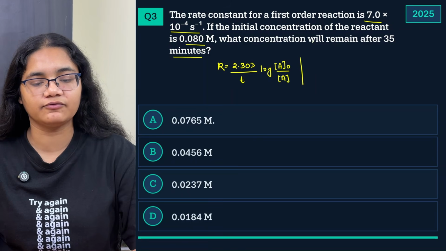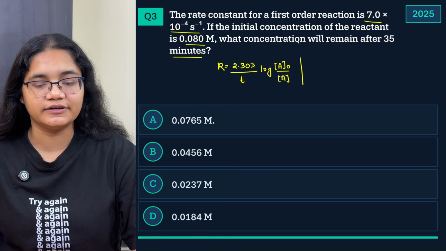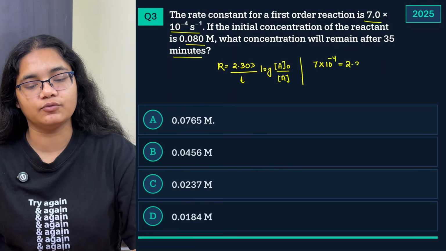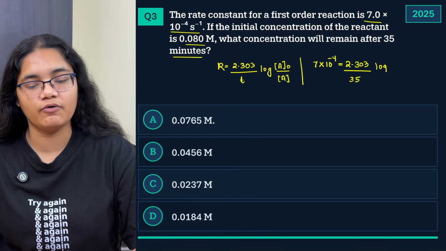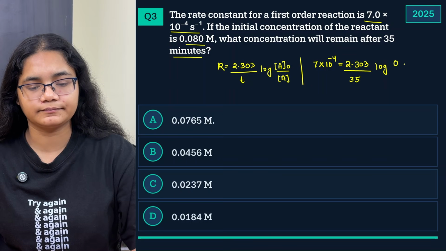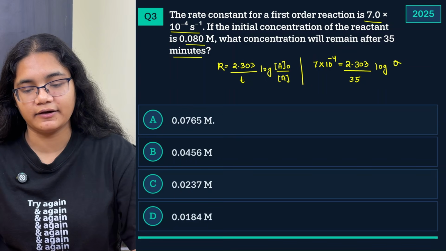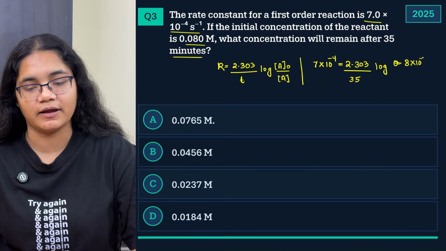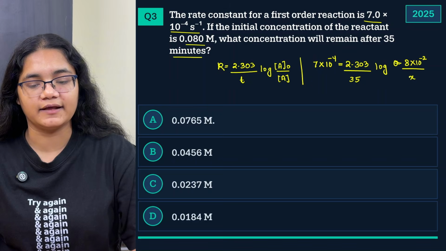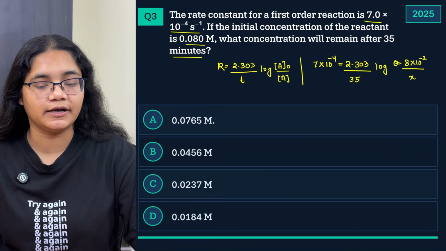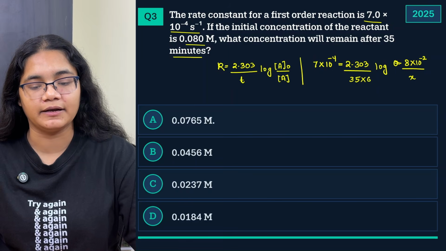Now if I have this formula, I have to calculate the concentration that will remain after 35 minutes. So K value is 7 into 10 to the power of -4, and this side it is 2.303, time is 35 minutes, log of this one is A naught, which is 0.08. So I can write it as 8 into 10 to the power of -2, divided by x. So I have to find this x value.